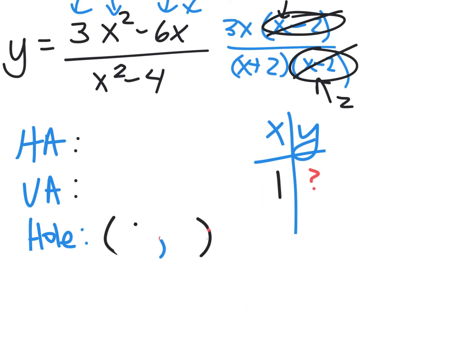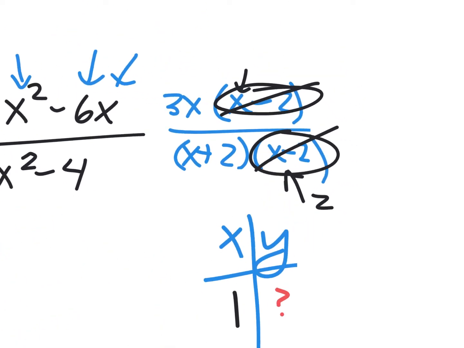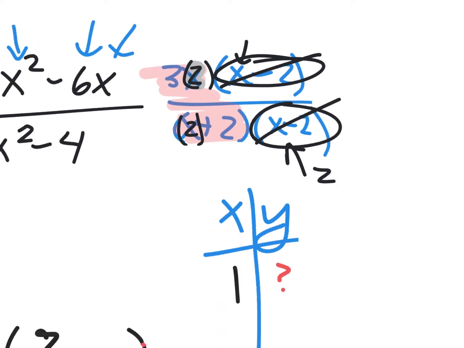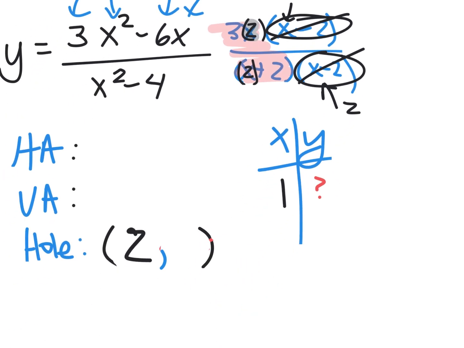2 comma what? Well, I take what's left over here, this part of the function, and I stick the 2 in there to see where exactly the hole should be. So if I put the 2 there and there, then I have 6 over 4, which can be reduced, of course, 3 over 2. Raise your hand if you had the hole in the right spot.